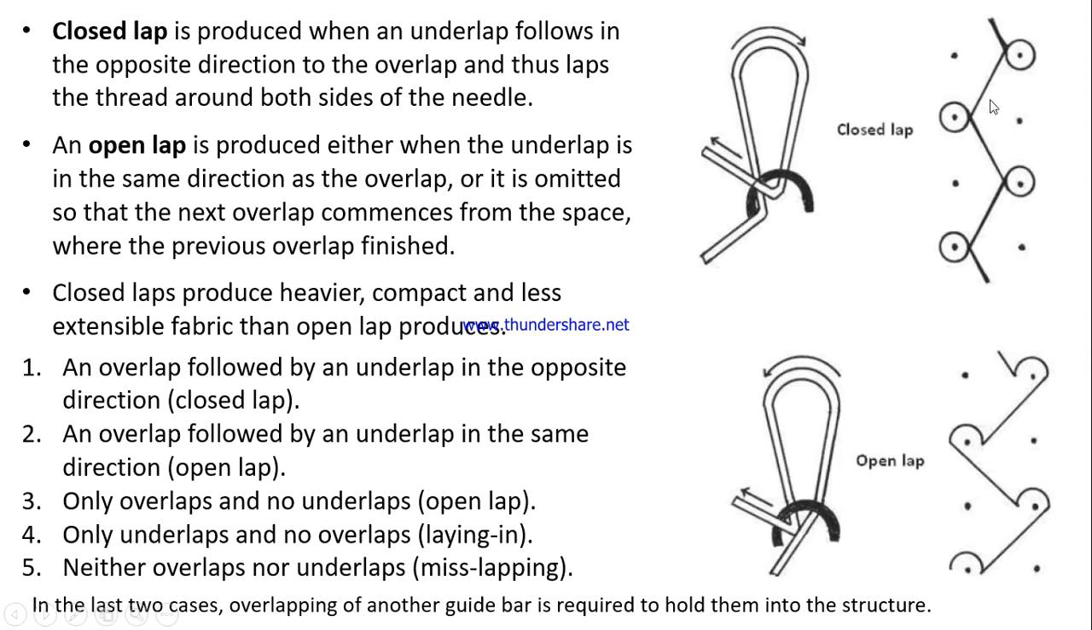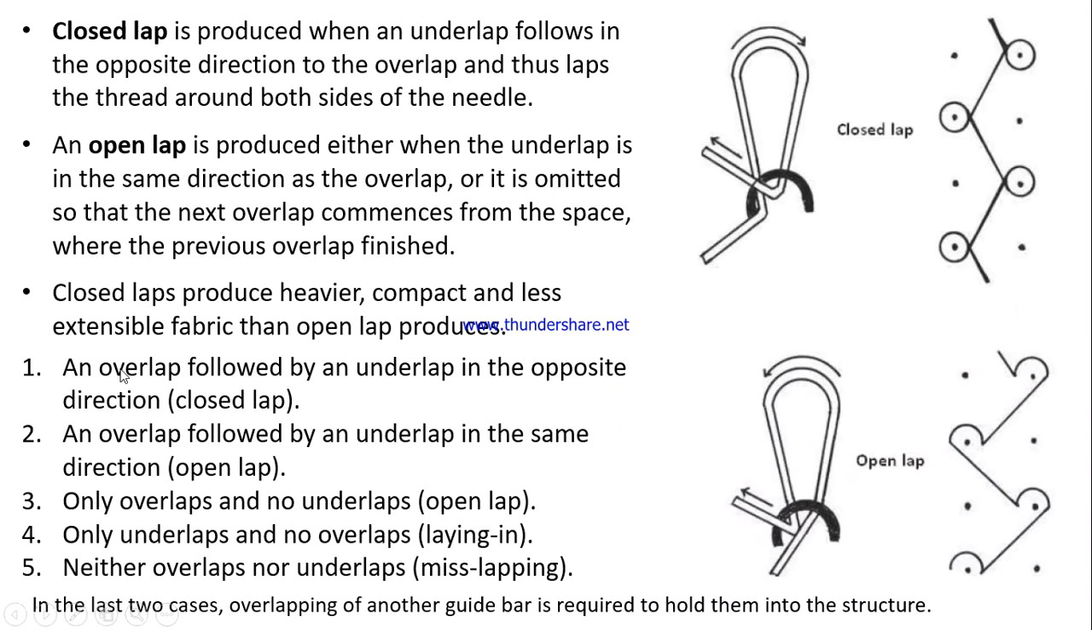These are the symbolic notations of the closed lap and open lap. In the case of the closed loop, the dots are the needles, and you can see how the needles are creating the closed lap. So this is the symbolic notation. In the case of open lap, the loops are not closed, they are made open. So these are the symbolic notations for the representation of the closed lap and open lap.